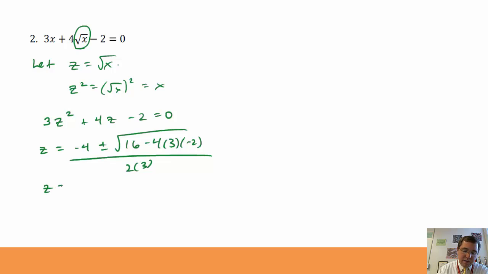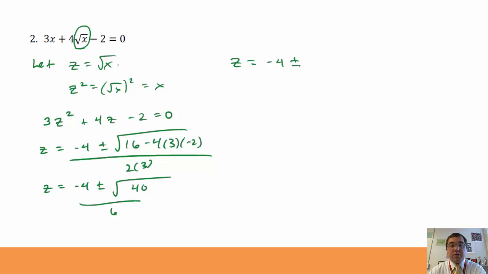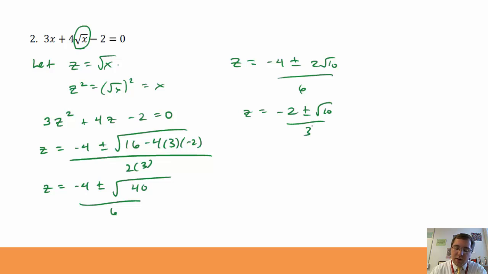Okay, so z is negative 4 plus or minus the square root of negative 4 times 3, which is negative 12, times negative 2, which is positive 24. Positive 24 plus 16 is 40, all over 2 times 3, which is 6. So z is negative 4 plus or minus the square root of 40, which is the square root of 4 times the square root of 10. So 2 square root of 10 all over 6. I can cancel the 2 out of everything. So negative 2 plus or minus the square root of 10 over 3.